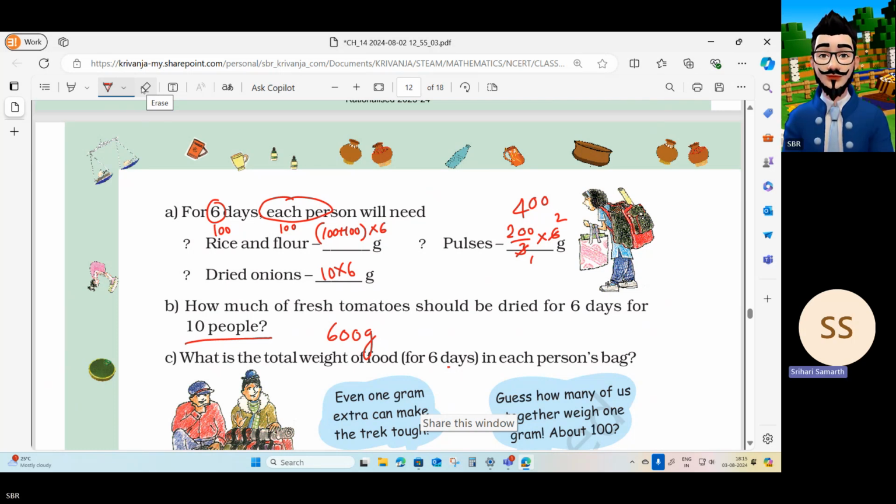In the starting, they told 1,000 grams of fresh tomatoes. If we dry it, it will turn into... Yes, so the table will... Hari, listen. This table, whatever I taught you, is not for fun. Not for forgetting. You should apply it. Otherwise, you will get stuck. You will not be able to solve anything.